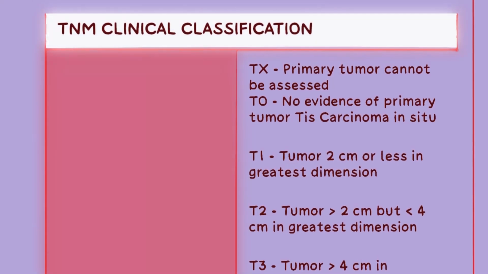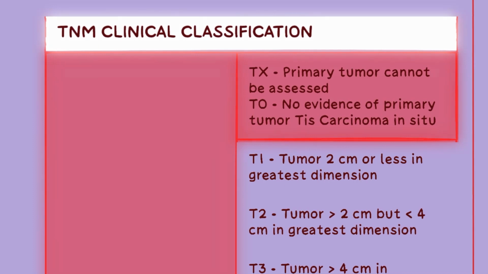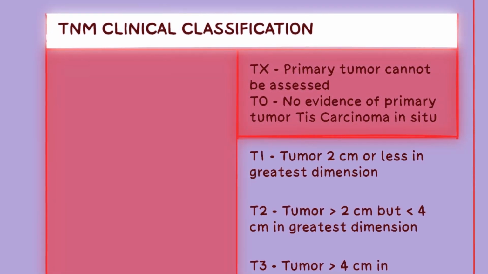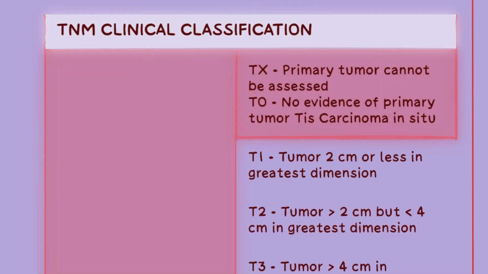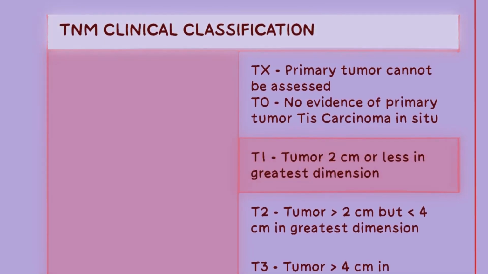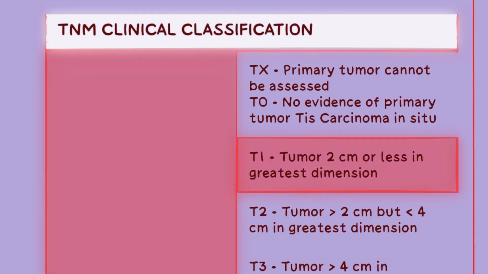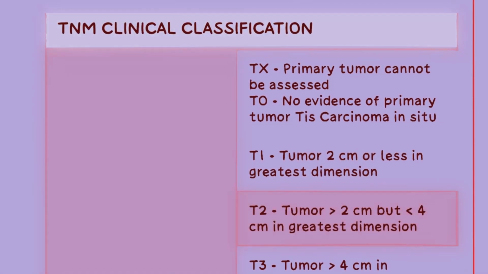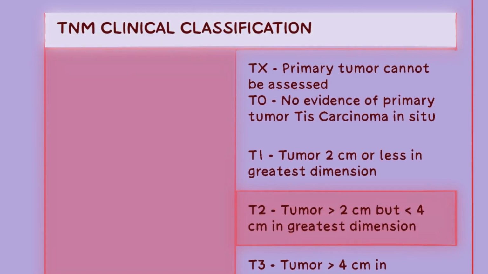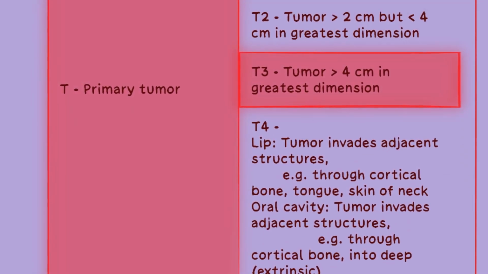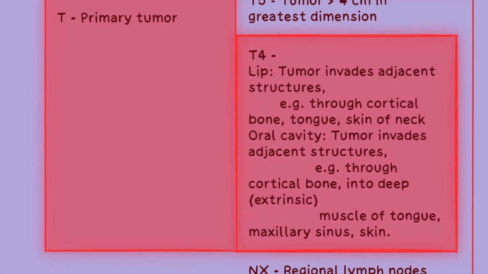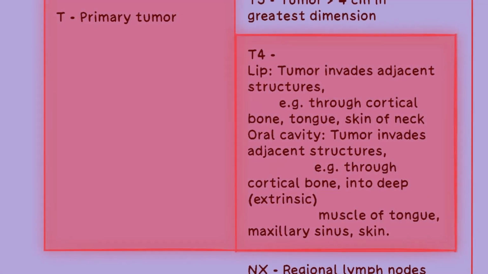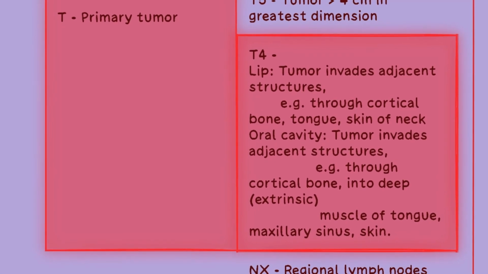T for primary tumor. TX stands for primary tumor that cannot be assessed. T0, no evidence of primary tumor. Tis, carcinoma in situ, pre-invasive cancer. T1, tumor 2 cm or less in greatest dimension. T2, tumors more than 2 cm but less than 4 cm in greatest dimension. T3, tumor more than 4 cm in greatest dimension. And T4, tumor invades adjacent structures. For example, through the cortical bone, tongue, skin of the neck, deep muscles of the tongue, maxillary sinus, skin.